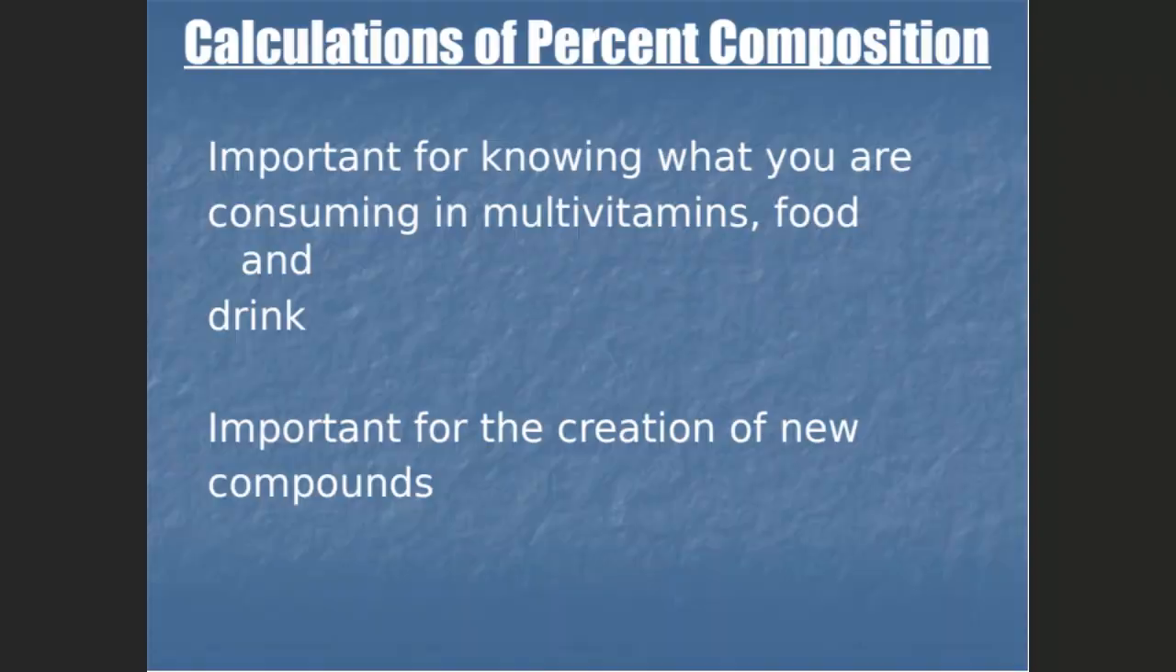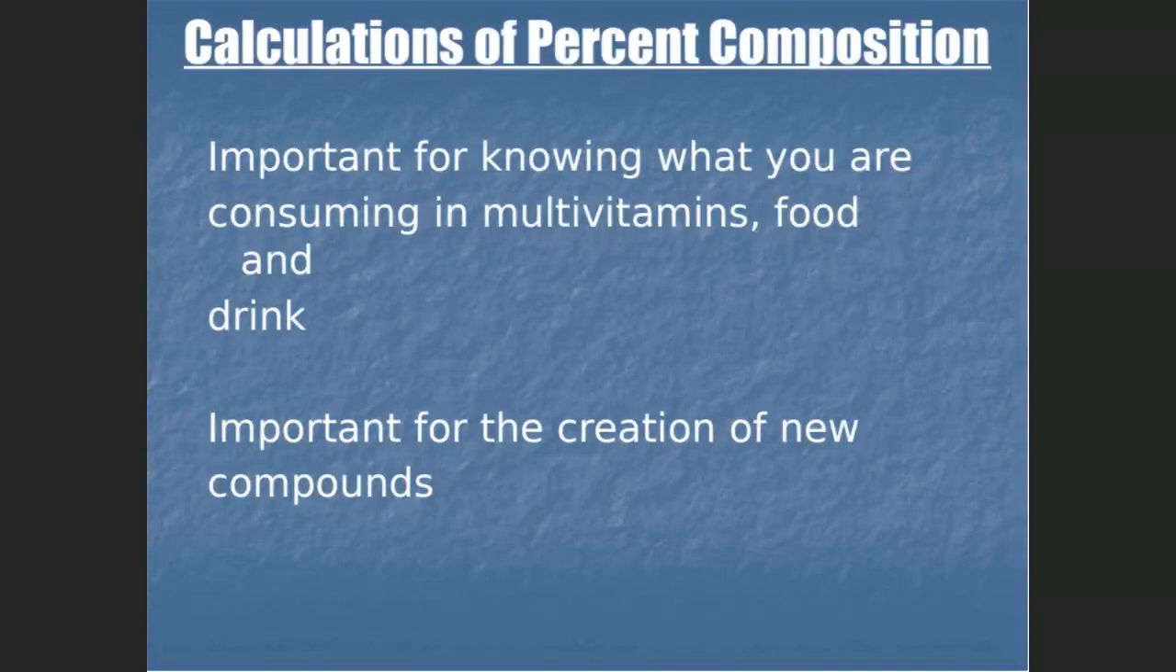So before moving on to the empirical formula, what it is and why, we need to first know how to do the percent composition. Yesterday we learned actual yield, theoretical yield, and percentage yield. But we still need to learn the percent composition of each element in a molecule or compound. Let's see why we need to do that.